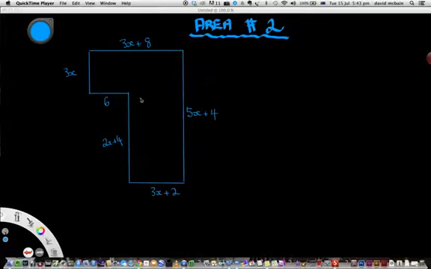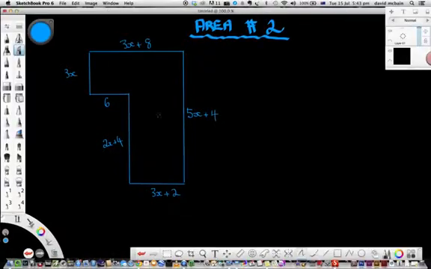So the trick is, how do we actually work out an area of a shape that's not a standard shape? I mean, this is not a rectangle. The key, if you have a look closely, is to see if you can break it down into two smaller and simpler shapes by drawing in a line.